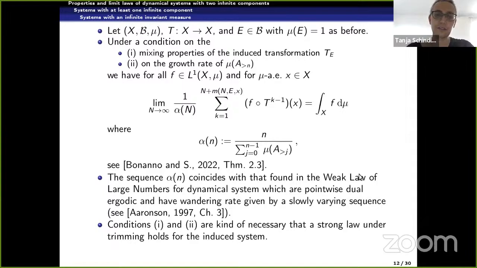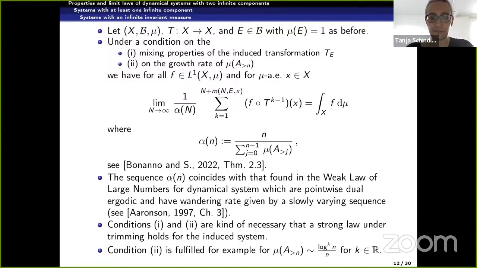So we still stay in what we would expect to get as a norming sequence. And these conditions 1 and 2 are kind of necessary that the strong law of large numbers holds under trimming for the induced system. Kind of necessary means that if we relax one of those conditions, then basically we find examples where the trimming statement doesn't hold anymore, and which means, on the other hand, that we wouldn't get a statement like this for the original system.